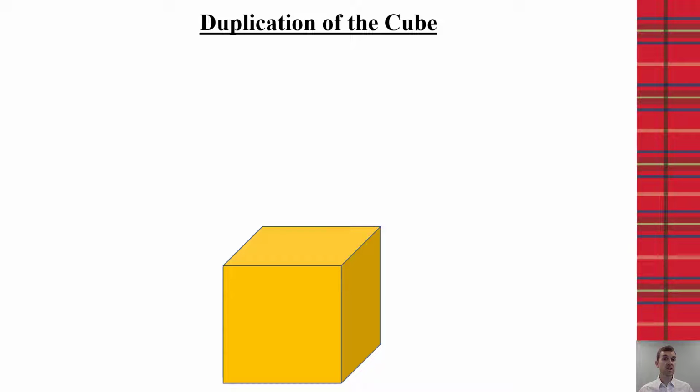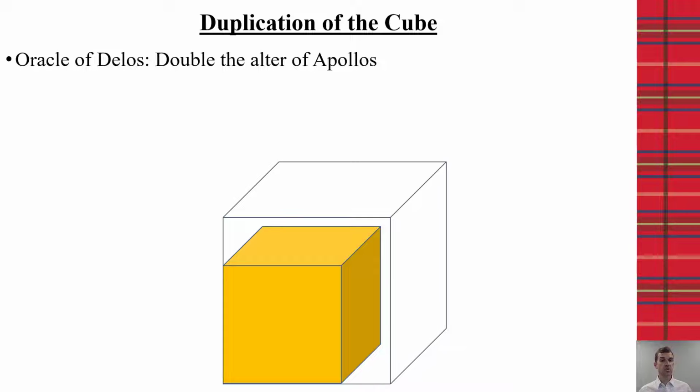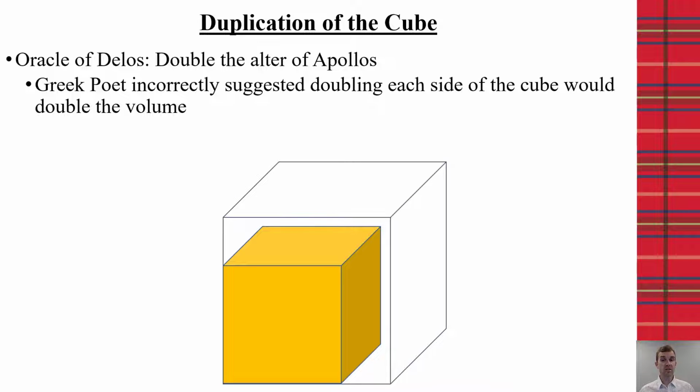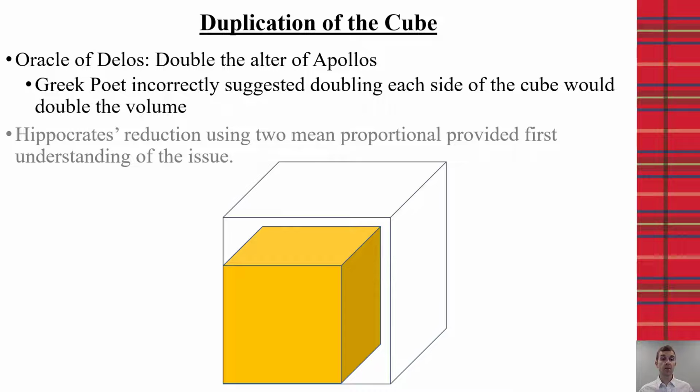So the first one, the duplication of the cube. Tradition says that what happened was the Oracle of Delos said that the people needed to construct an altar twice its size for Apollo to help end a pandemic that was occurring throughout Greece. The poet incorrectly suggested that if you double each side, then the cube volume would be doubled as well, which we know is not true. Hippocrates then came up with a reduction using two mean proportionals that provided some understanding of this issue and where we have problems with using the Euclidean tools.